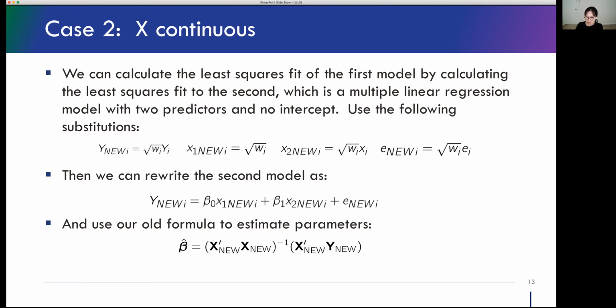But I think I mentioned this before. With this formula, it works for both simple linear regression and multiple linear regression. So we can use this formula. This is our old formula for simple linear regression, but with these new values for the X matrix. So this X matrix would have a column for x new 1 and a column for x new 2, but there isn't a column of 1s, unlike in the simple linear regression model. But you can use this formula to do the estimate in this new model for beta 0 and beta 1.